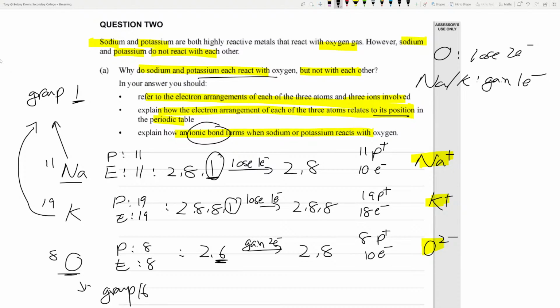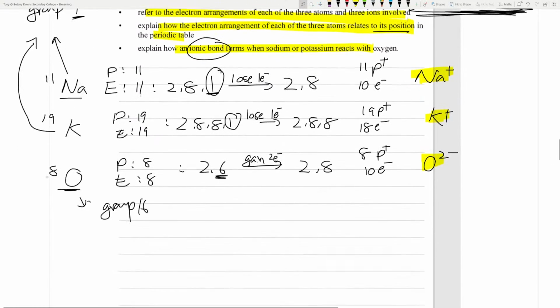Okay, so why don't sodium and potassium react? Why don't they react with each other? Because they both want to lose an electron, and you can't get that electron from anyone else. Okay, so that's pretty straightforward, I hope, in this particular question.